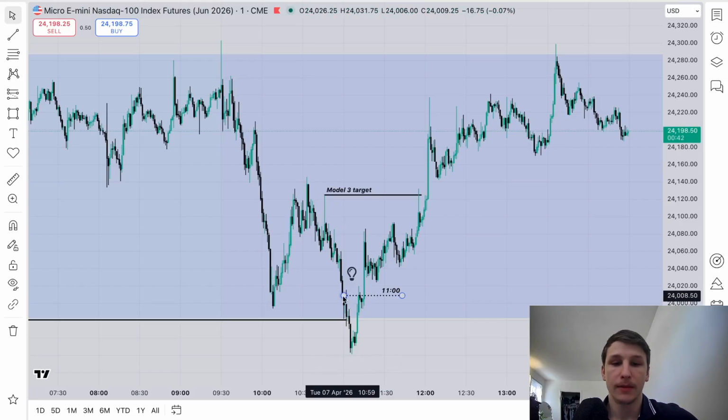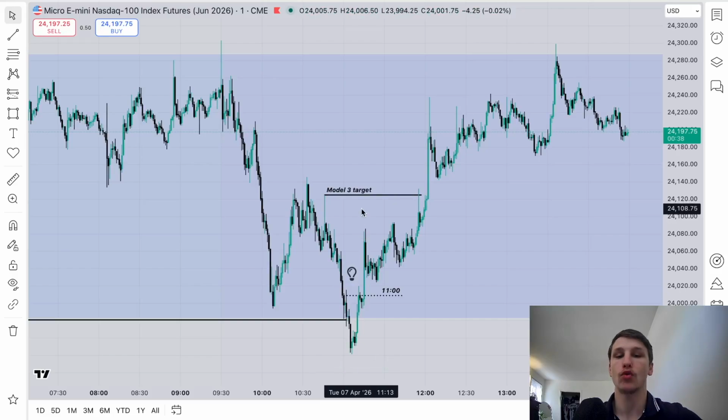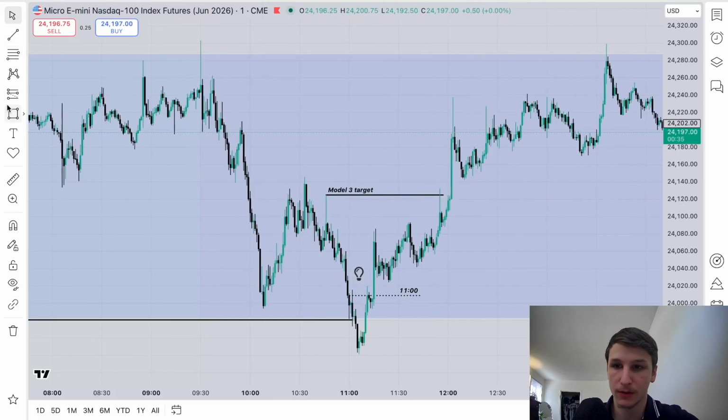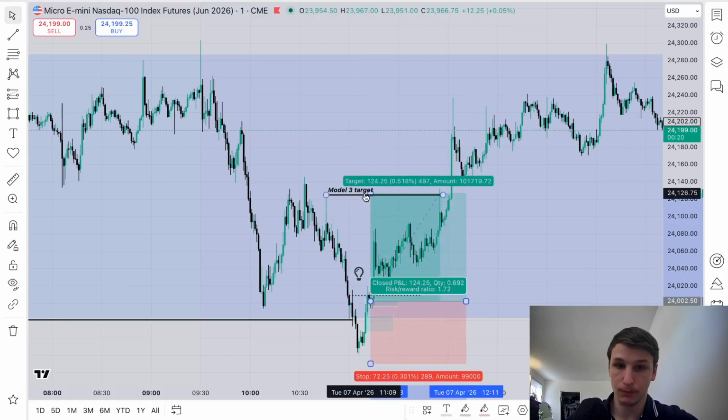It opens up at 11 a.m., manipulates initially out of the downside, and then boom, huge light bulb expansion, creating and leaving behind multiple gaps in price, which reflects the high volume movement that took us up and created the light bulb expansion in the first place. And there you go. Here's your low risk buy, Model 3 target.